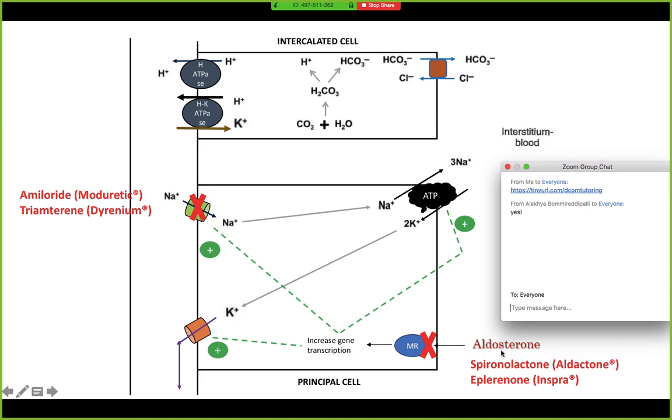So these drugs are going to prevent aldosterone from binding to the mineralocorticoid receptor, and they're going to decrease the activity of everything that the increased gene transcription as a result of the mineralocorticoid receptor is doing. As a result, you have a decrease in sodium potassium ATPase, a decrease in the ENaC channel, and then a decrease in the potassium channel down here.